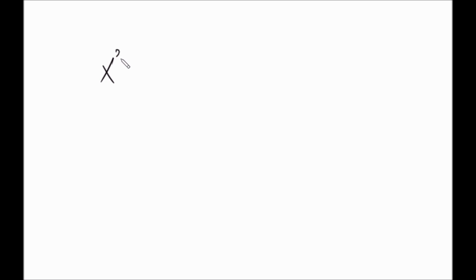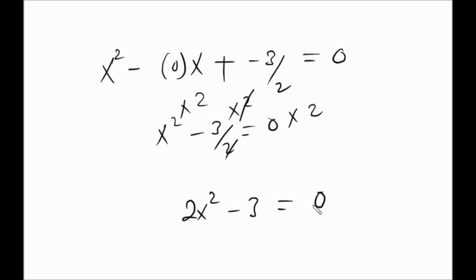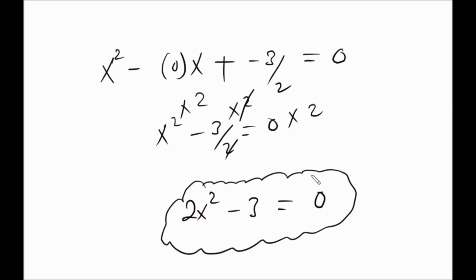So our equation now is x squared minus the sum of roots, which is 0x, plus the product of roots, negative 3 over 2, equals 0. So it is x squared minus 3 over 2 equals 0. Multiply through by 2, and we get 2x squared minus 3 equals 0. This is the equation whose roots are alpha plus 1 and beta plus 1. That is part B. Example 1 is done.